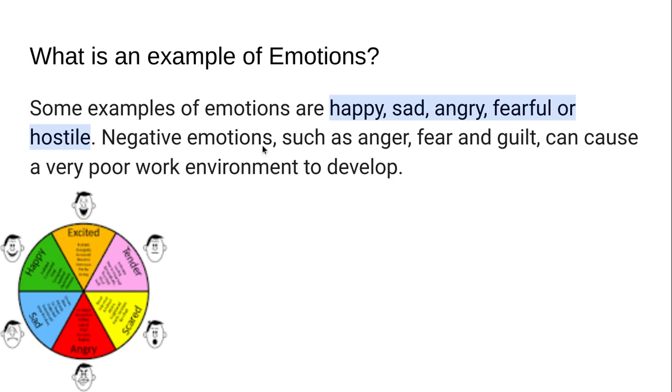Now we're going to take a look at examples of emotions, using the image of a feelings wheel that can help you understand your feelings. So, what are some examples of emotions? Some examples are happy, sad, angry, fearful, or hostile. Negative emotions such as anger, fear, or guilt can cause a very poor work environment to develop.